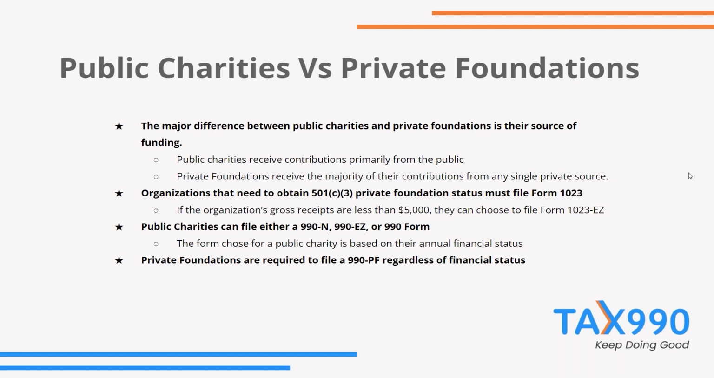You can apply for 501(c)(3) private foundation status by registering for an account on pay.gov and completing the 1023 form. You'll receive a determination letter in the mail from the IRS once the status is approved.